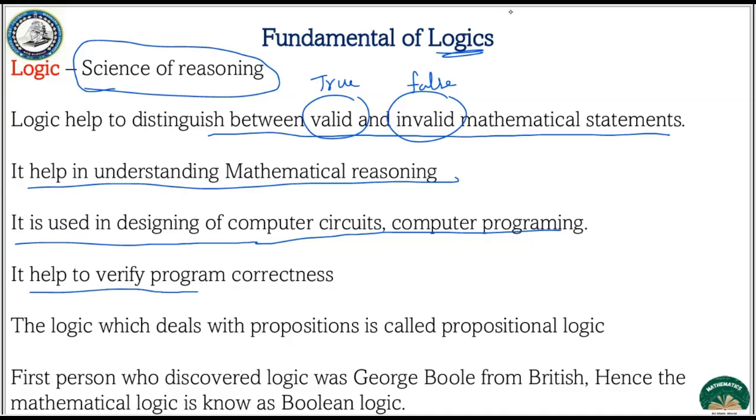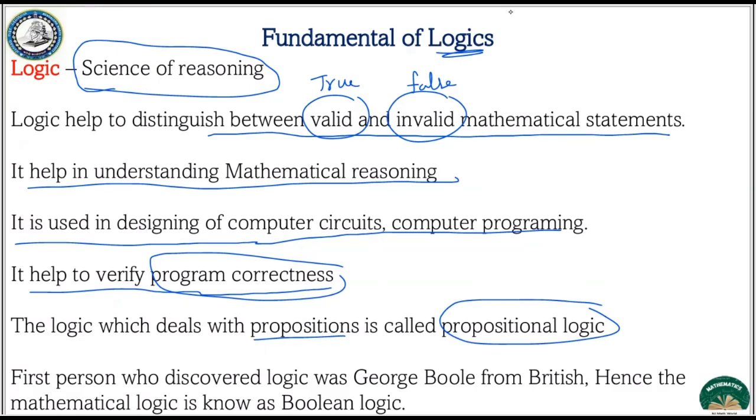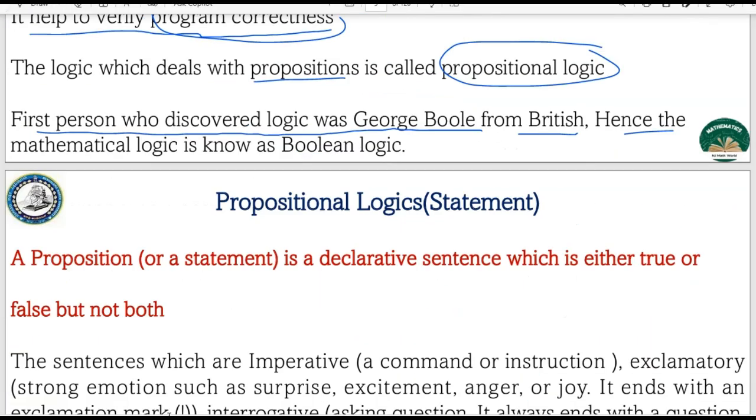Then it helps in verifying program correctness. It helps in program correction. The logic which deals with propositions is called propositional logic. The first person who discovered logic was George Boole from Britain. Hence, the mathematical logic is known as Boolean logic. So it was named after him, and it is called Boolean logic.